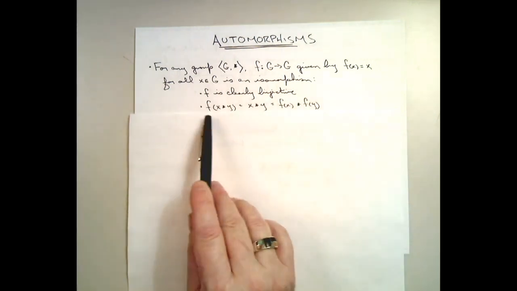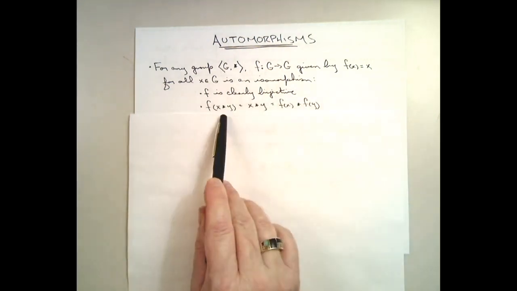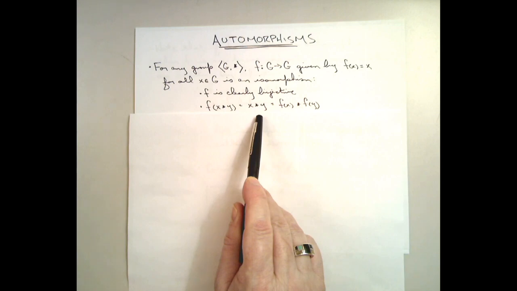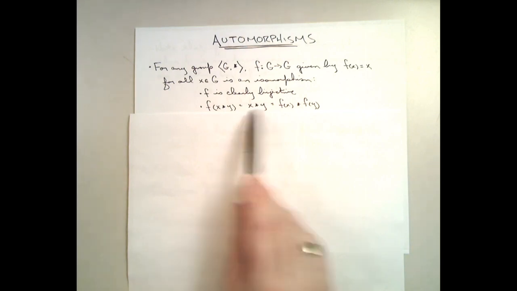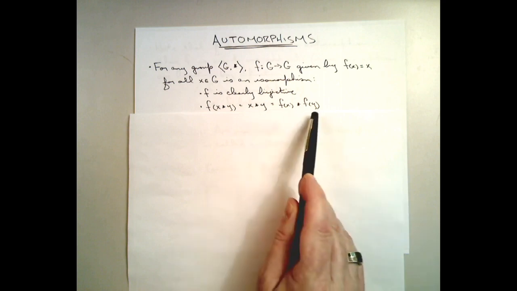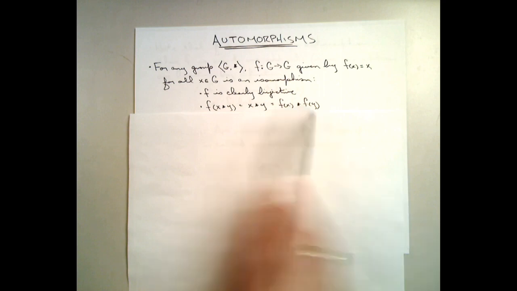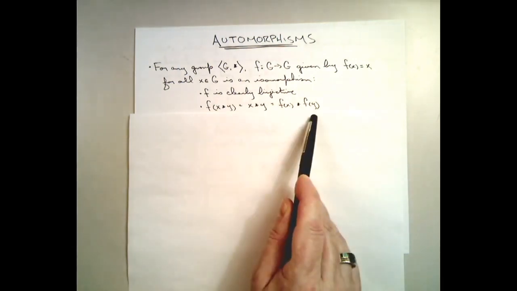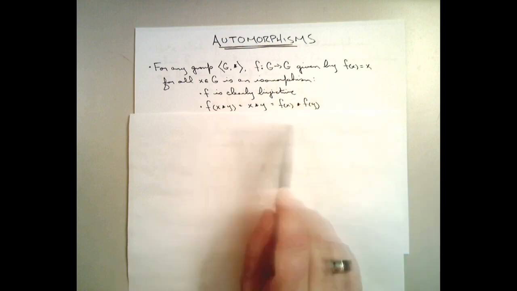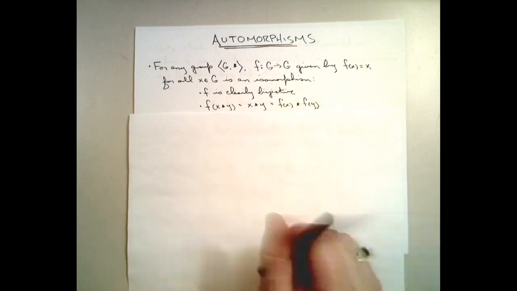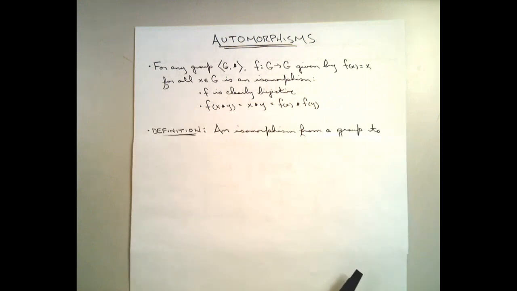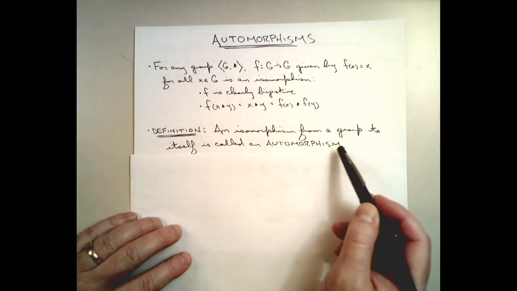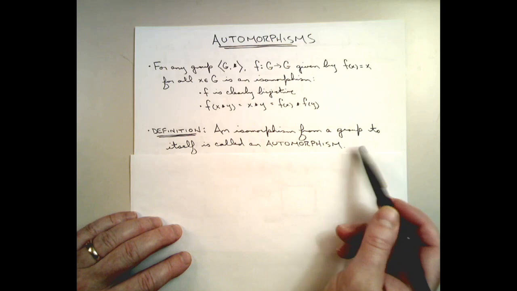And here's why. If I take the product of X and Y, well, F takes everything to itself, so it's going to take that product to itself. But X is the image of X, and Y is the image of Y under F. And so we have that F of X star Y is the same as F of X star F of Y. So the identity mapping is in fact operation preserving as well as bijective. So it's an isomorphism, right? An isomorphism from a group to itself is what we are going to call an automorphism, and it's the subject of this video.